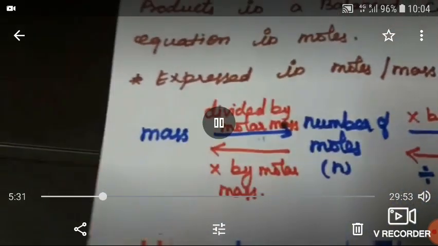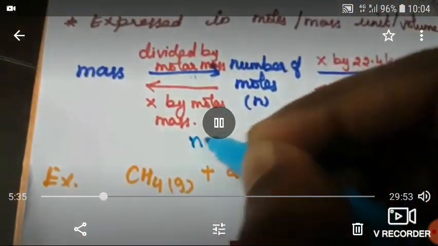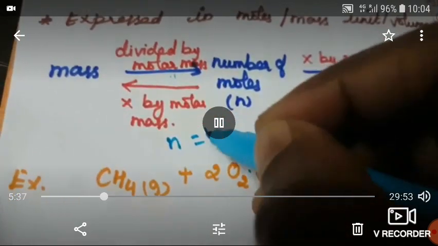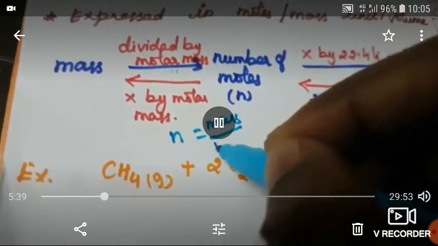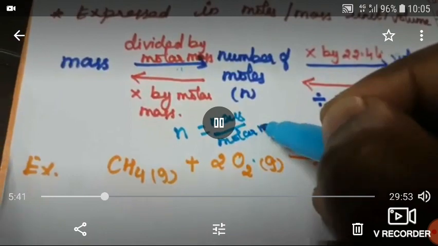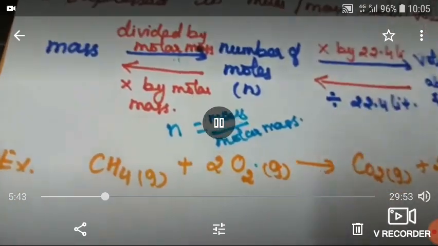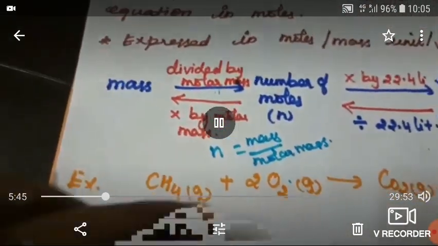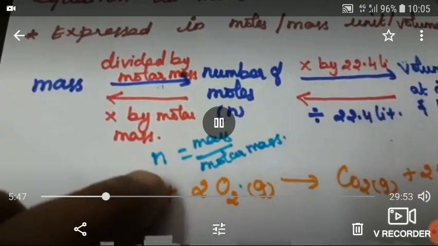What is n? n is equal to mass by molar mass. What is n? Number of moles. How to calculate mass by molar mass? So how many number of mass will be given? That is the molar mass of the given element. So that is mass is converted into number of moles.